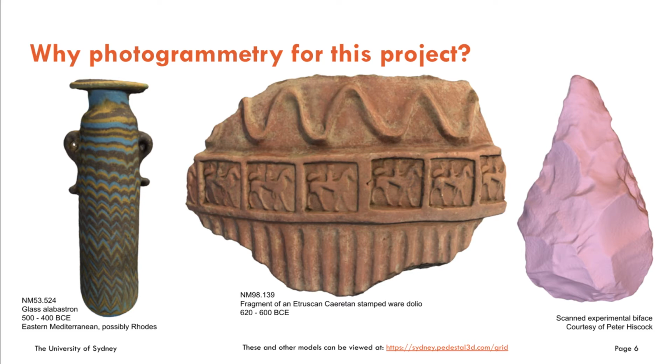The second was textures. The experimental biface on the right of the screen has been captured in great morphological detail by the laser scanner. However, it is missing all the surface detail, or texture, that might tell us about raw material, patination and weathering, or the presence or absence of residues. The lack of textures was perhaps the most important consideration when choosing photogrammetry, as most artefacts selected to be modelled for the project had decorative features that cannot be captured by laser scanning, such as the glassed alabastron on the left.